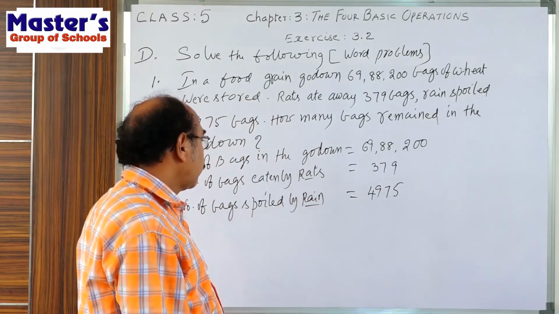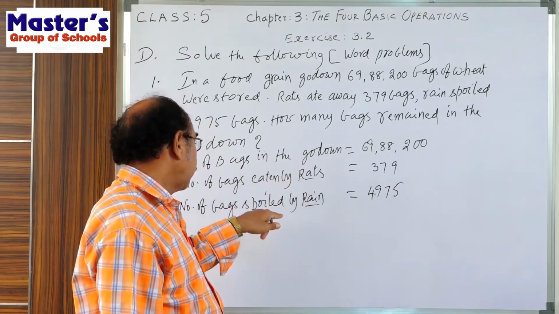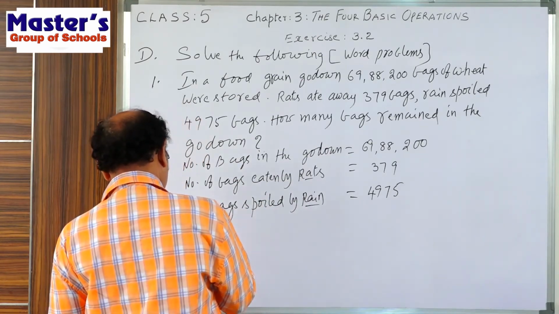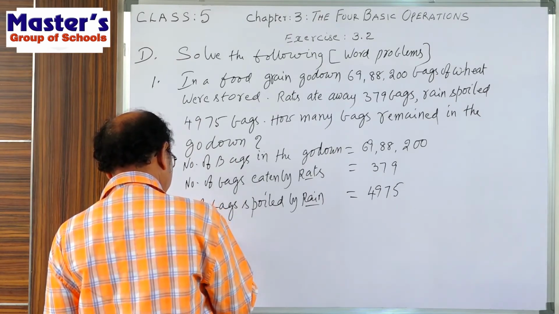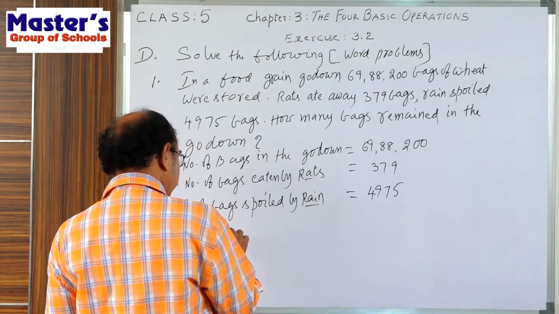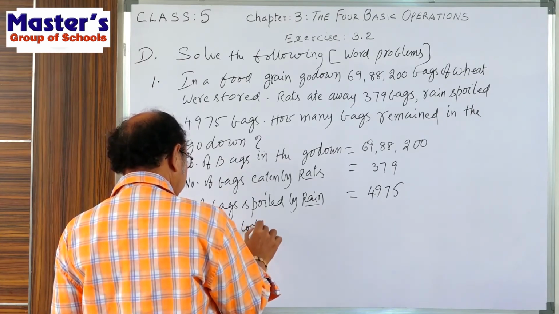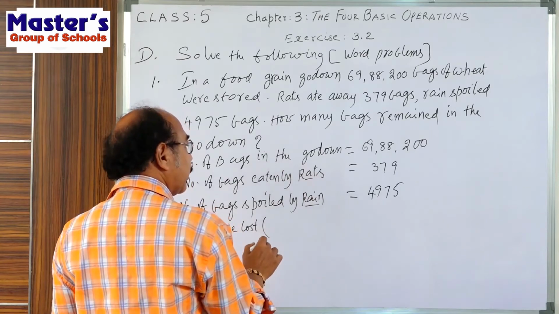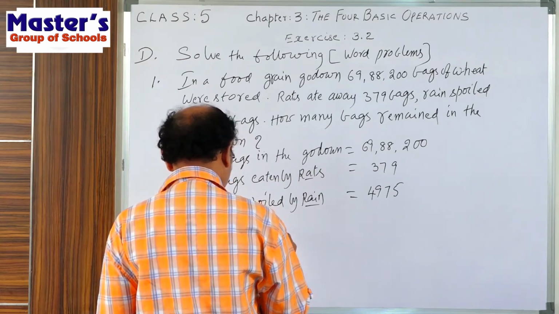Now, by adding these two, what do we get? Together, that means bags eaten by rats and bags spoiled by rain, both added. So, the number of bags we lost. How can we get that? The two numbers we add is equal to the number of bags we lost together.